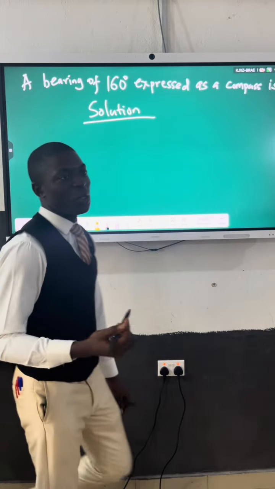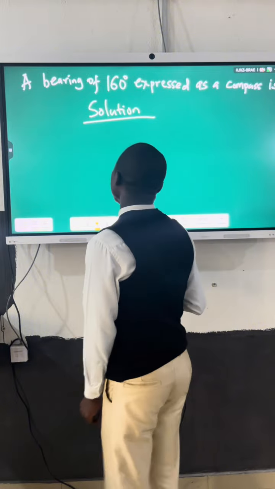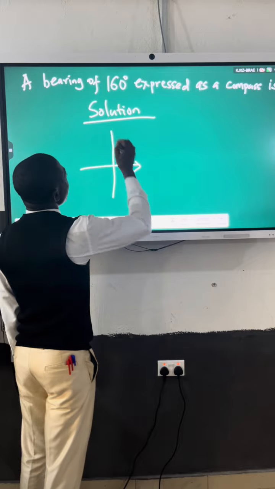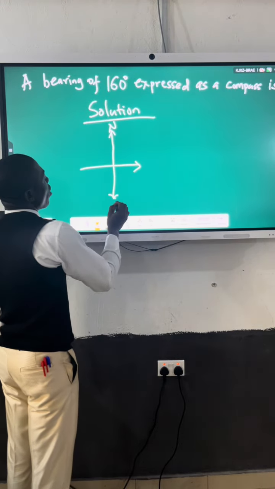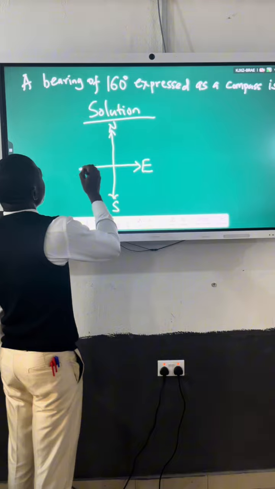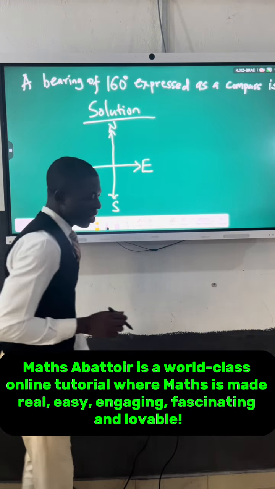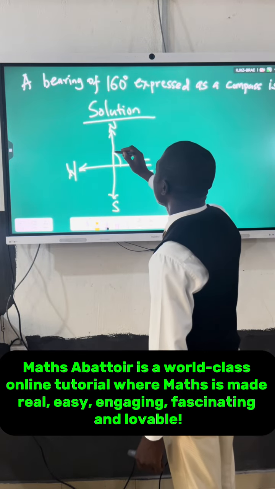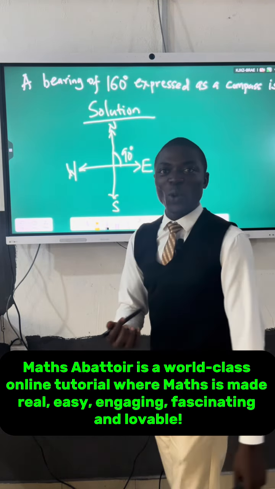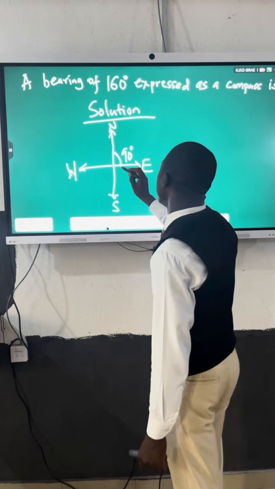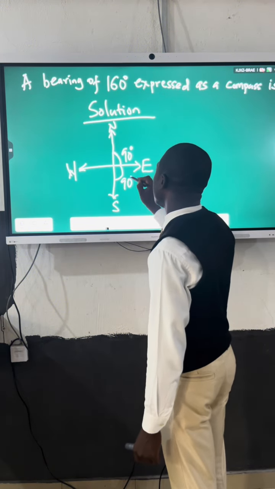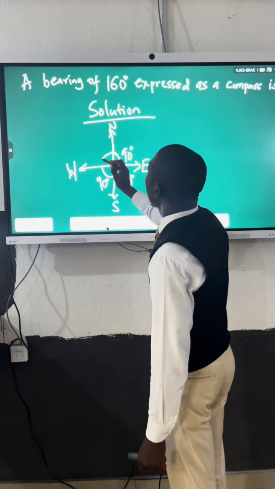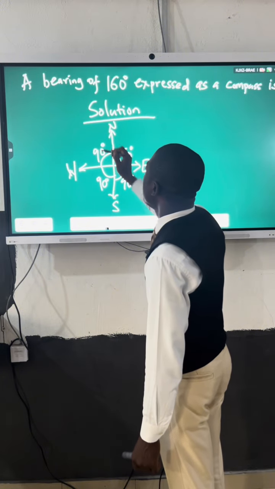Now, I want to quickly introduce you to something. If you have something like this, these are the four cardinal points. Up here, you have north. Down here, you have south. To the right-hand side, you have east. And to the left-hand side, you have west. Angle between the north and east here is 90 degrees. Please try and follow so that you understand how to handle the question. Angle between east and south is another 90 degrees. Angle between south and west is another 90 degrees. And finally, angle between north and west, this other side, is 90 degrees.